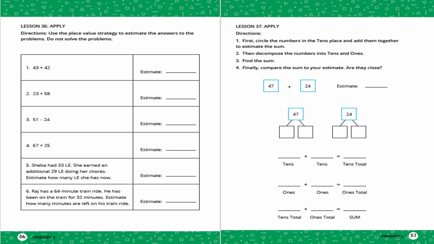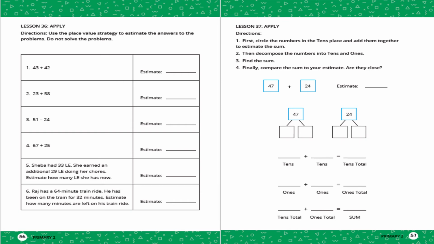Let's move to lesson 36. Use the place value strategy to estimate the answer to the problems. Do not solve the problems. Problem number 1, 43 plus 42. First, we must estimate. Let's estimate 43. 43 is between what and what? Between 40 and 50.